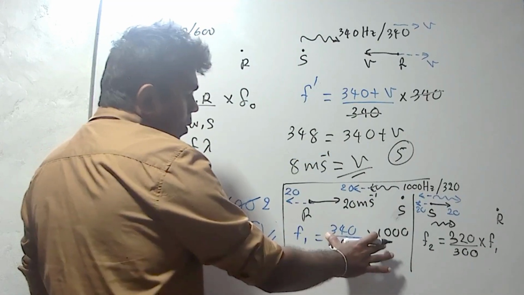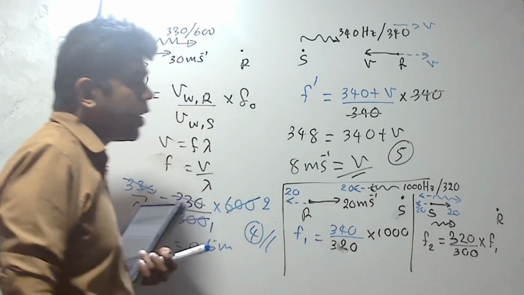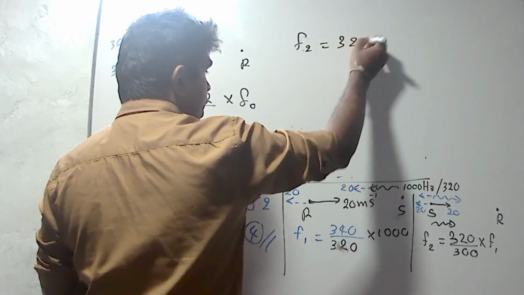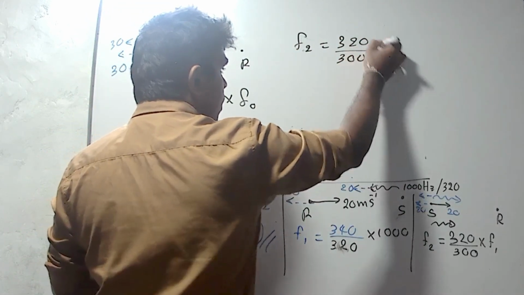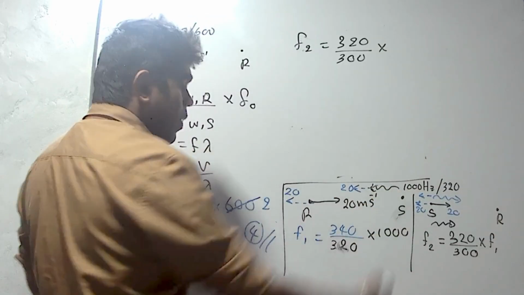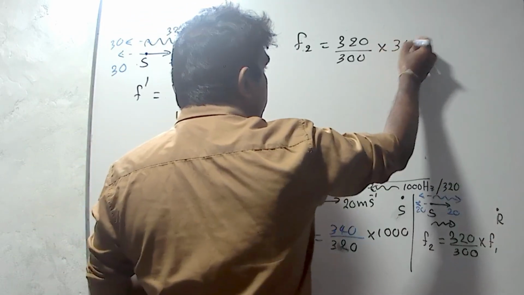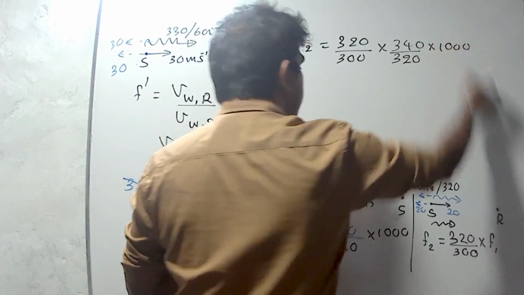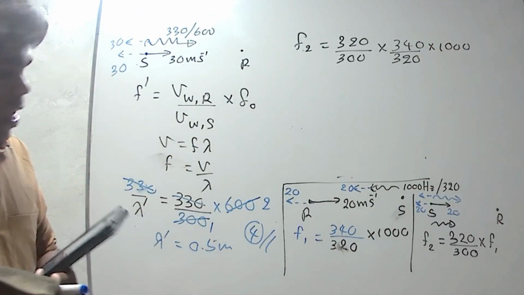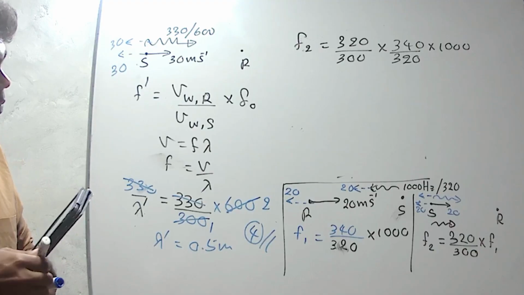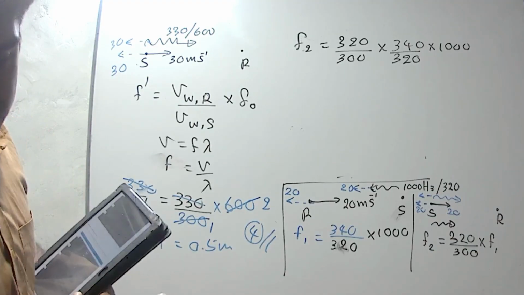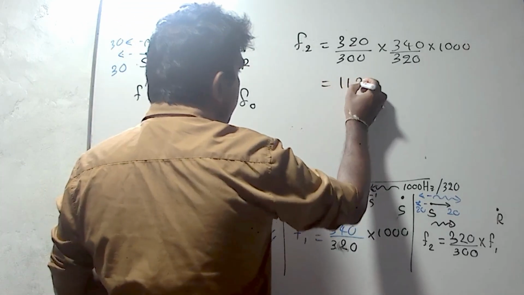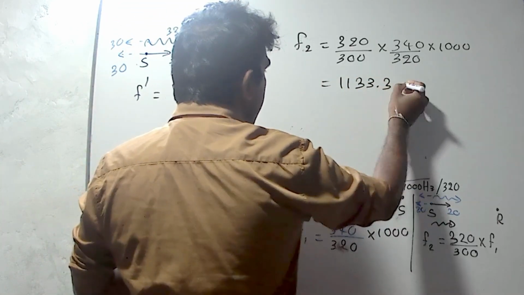Now we can substitute this F1 value into the F2 equation. F2 equals 320 divided by 300 into the F1 value. The F1 value is this one, 340 divided by 320 into 1000. And we can get an approximate value. It is 1133.3 Hertz.